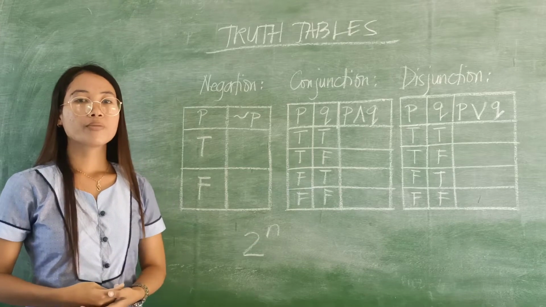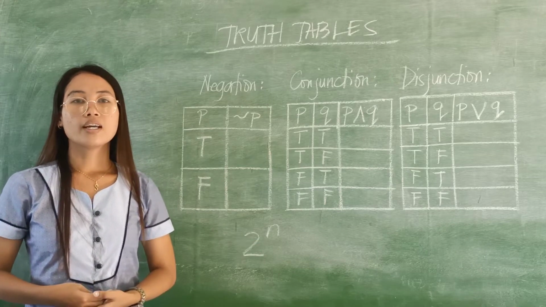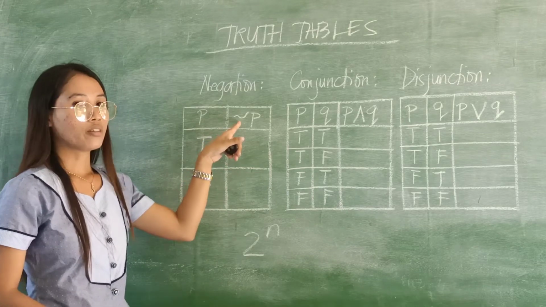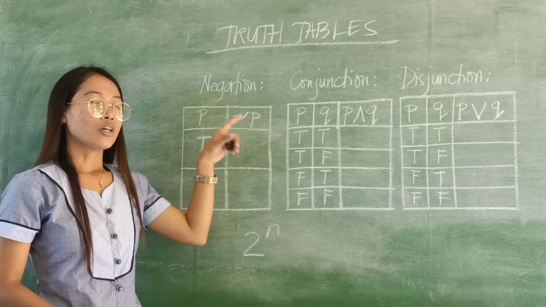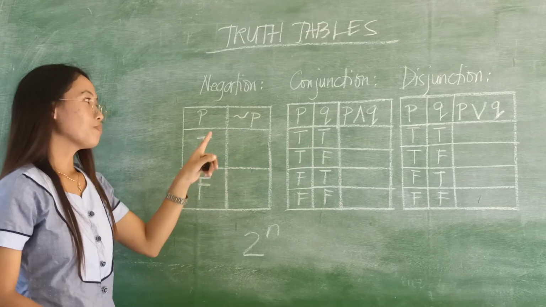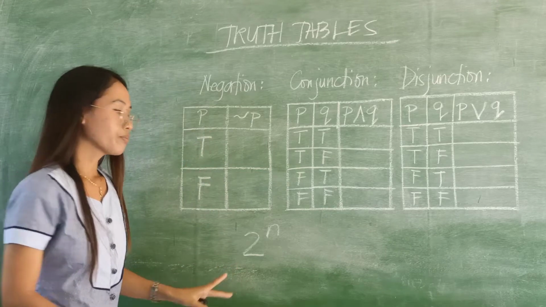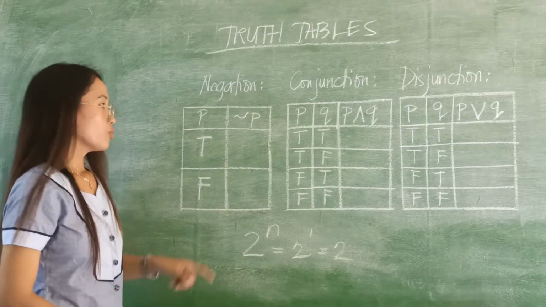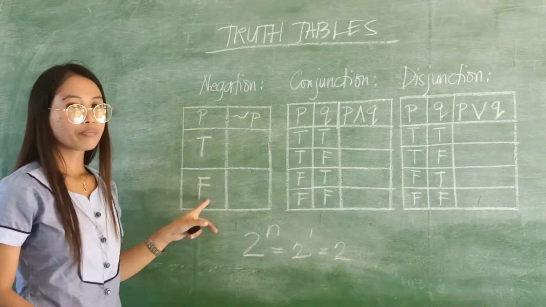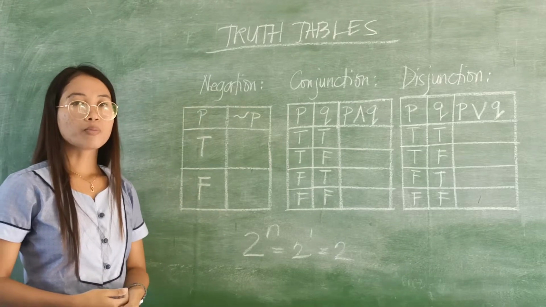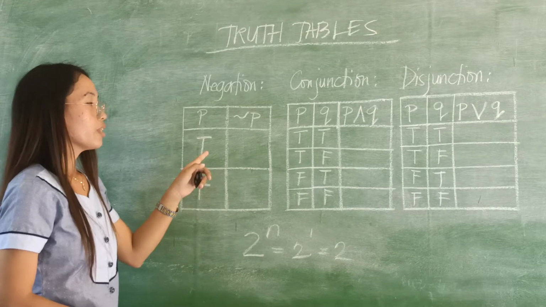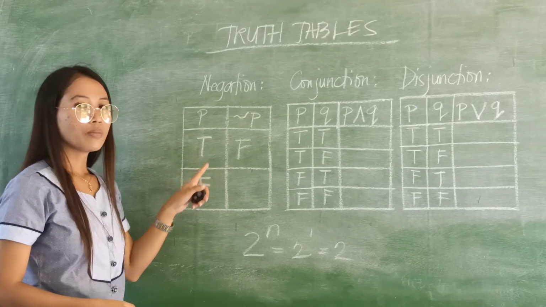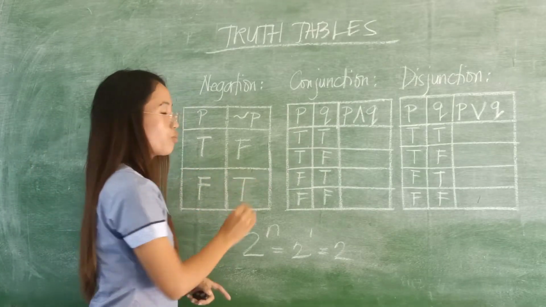So I will show you the very basic truth table of a proposition P and its negation, or the opposite of a proposition. The symbol for negation is this one, denoted as not P. Since we only have one statement, which is P, the number of rows will be 2 to the power of 1, which equals 2. So 2 rows, we have true, false. Since negation means the opposite of a proposition, the negation of a statement which is true will be false, and the negation of a statement that is false will be true.